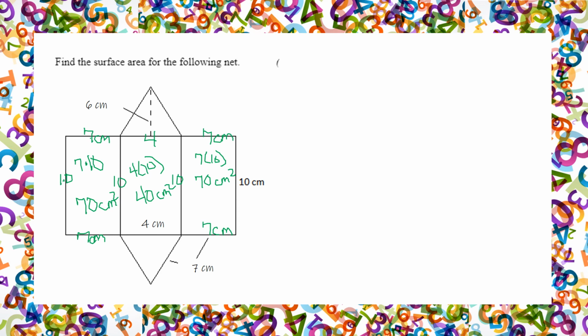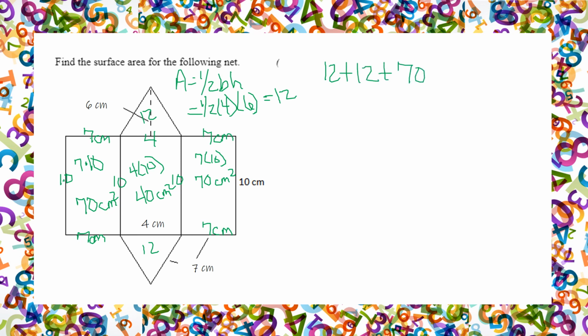And then all I have left are the triangles. So for triangles, the area is 1/2 times base times height. So I've got 1/2 times 4 times 6. So 1/2 times 4 is 2, times 6 is 12. So 12 up here and 12 down here. So now all I have to do is add them all up. So I've got 12 plus 12 plus 70 plus 40 plus 70. When I add all those up, I get that the area of this is 204 centimeters squared.